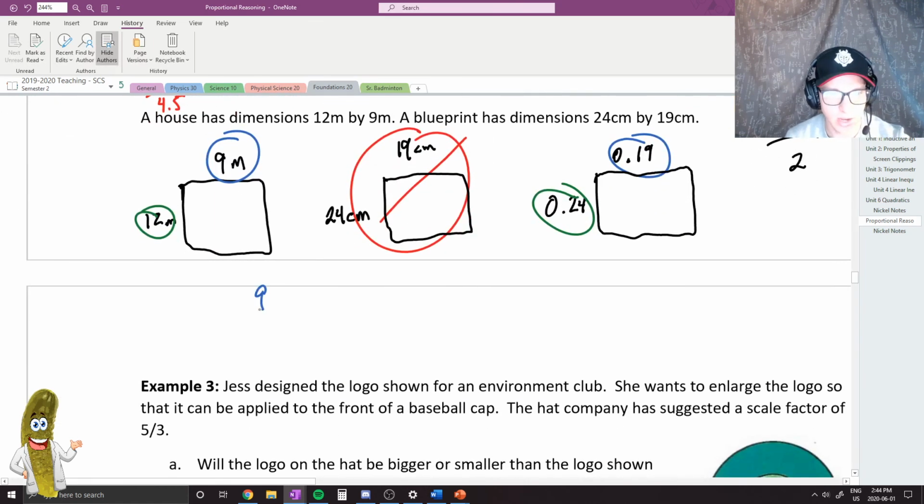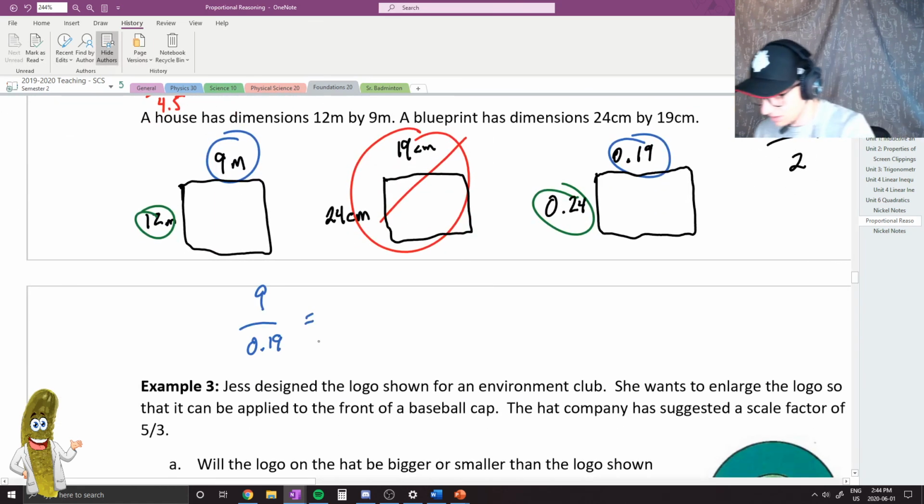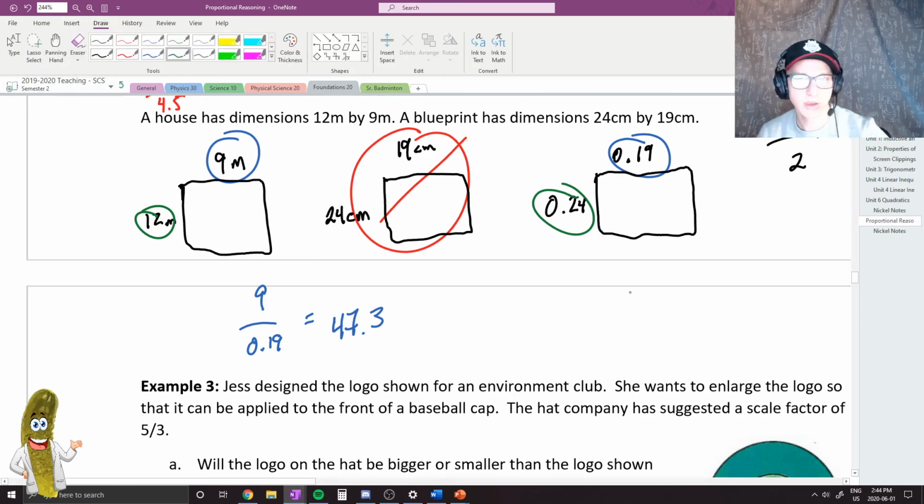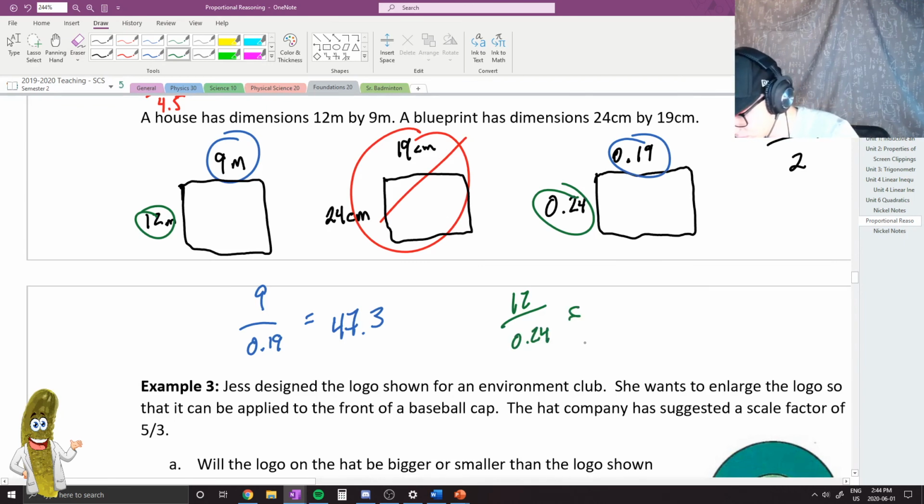So when I go 9 divided by 0.19, I get an answer of 47.3. And then for the greens, I go 12 divided by 0.24. And when I do, I get an answer of 50. And so that tells me that those two objects are not in fact similar because they have been scaled up differently. So the blueprint had 24 centimeters by 19 centimeters. And when it was scaled up and actually built, we found that the actual width, the 9 meters here, was actually a little lacking in comparison to the 12 meters.